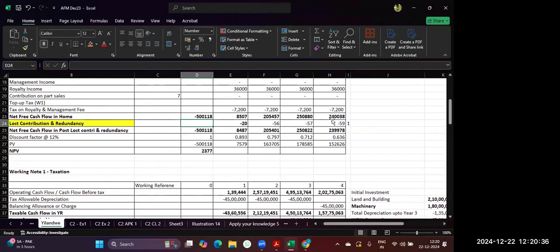That's why I said this carries just 1 mark, because it has no impact on your overall calculation. See, you're at 2377. If you remove this, you come at 2518. Correct? Yes, sir. No material impact over here.